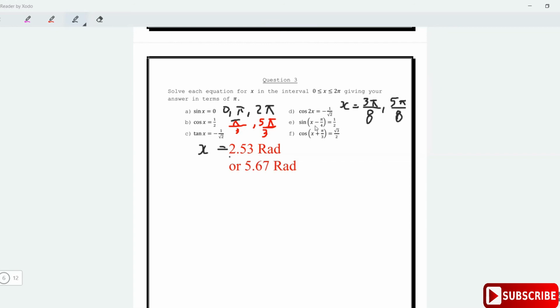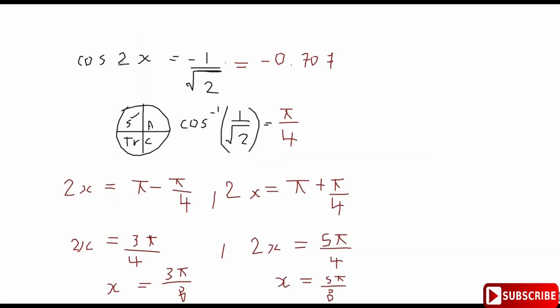Let's look at part E. Part E, we want to find the sine of x minus pi by 4, and this is equal to a half. So let's do that right here. We're solving the sine of x minus pi by 4, and we're solving this equal to a half.